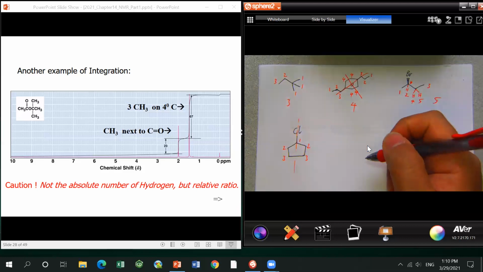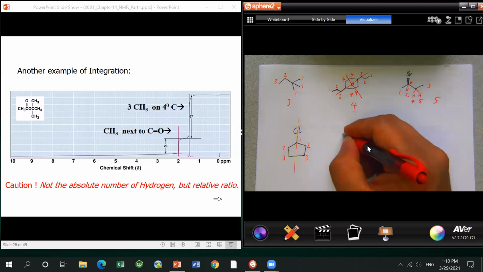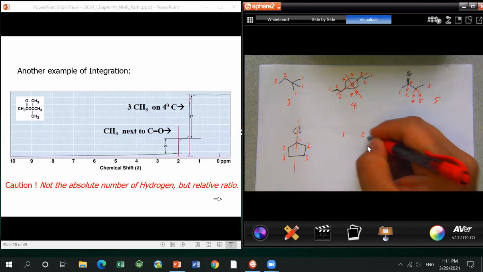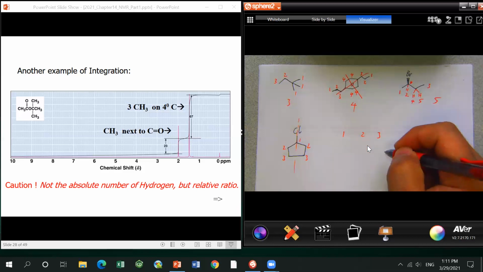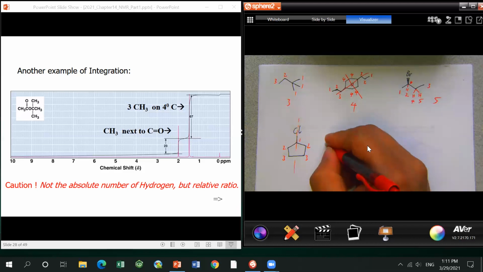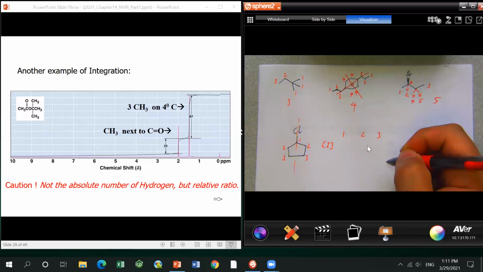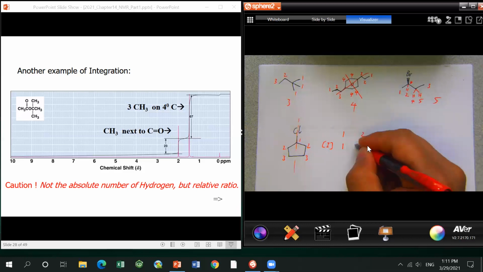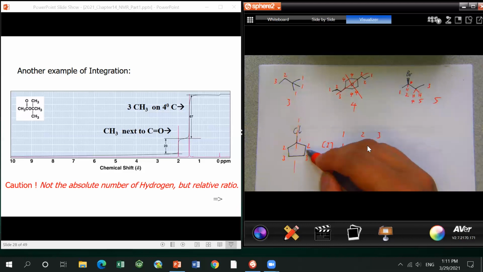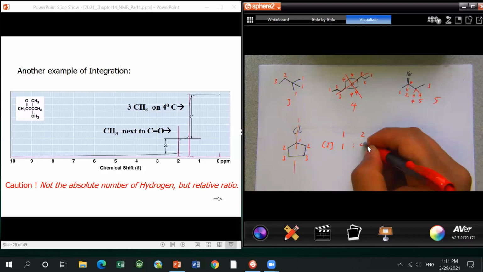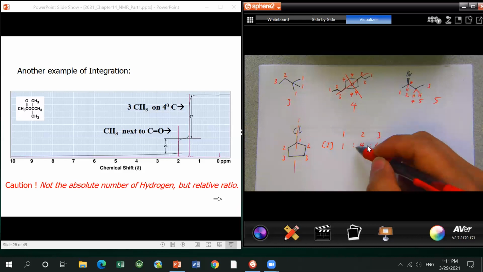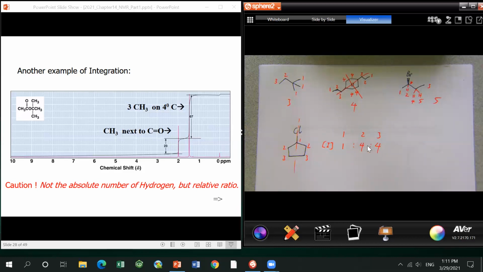Now we can determine the relative ratios for these 3 signals: 1, 2, 3. For the integration ratio, normally people use I to indicate. Only 1 proton, then 2 plus 2 totally 4 protons, and then the third also 4. So the relative ratio for these 3 signals would be 1 to 4 to 4. Please keep that in mind. Now you need to get another idea: the integration for all the protons.